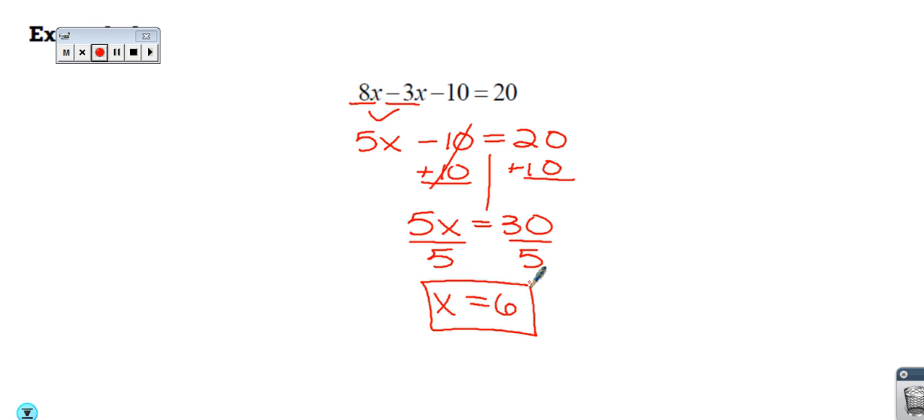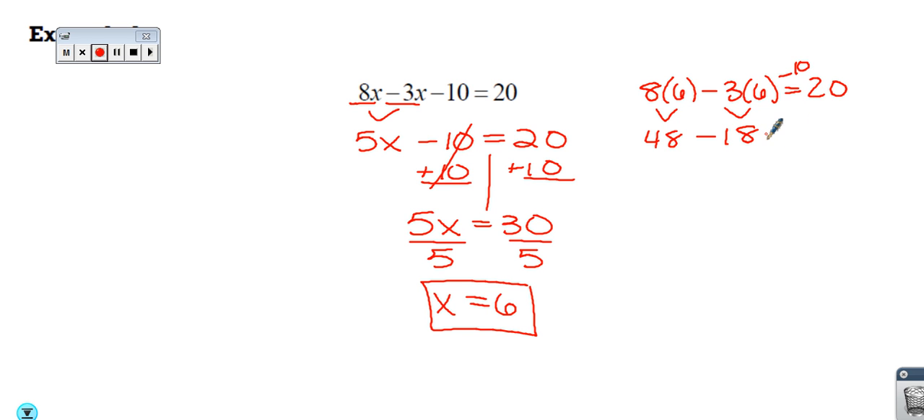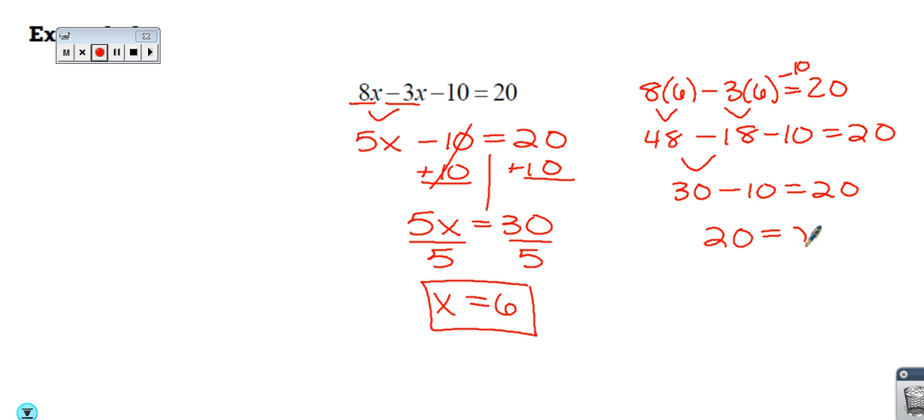Now, try to get in the habit of checking your answers. I'm going to go back to my original equation and substitute in 6 for x. Now we're not solving anymore, we're simply simplifying, so I'm going to use PEMDAS here. Multiplication is what I see first. So I have 48 minus 18, and this should be minus 10 up here, so minus 10 is equal to 20. If I do all the subtraction, we do indeed get that 20 is equal to 20, so it checks out. We did solve our multi-step equation correctly.